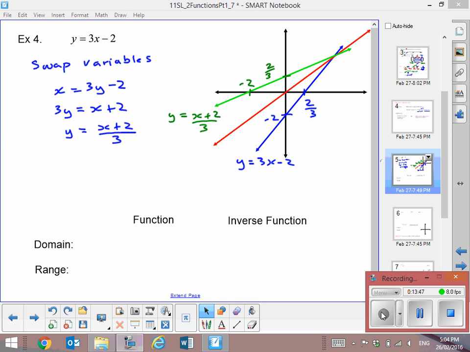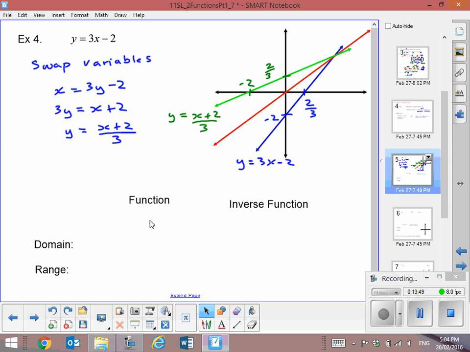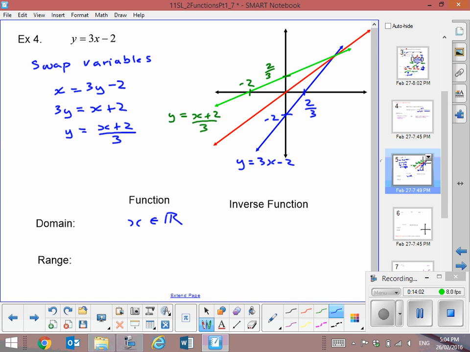So now when we think about our domain and range, for the domain, what values can go into the original function? What's our domain? x is an element of all real numbers. And for our range, y is an element of all real numbers. That's because they're both straight lines. Same story here. The input for the inverse function is all real numbers. The output is an element of all real numbers.